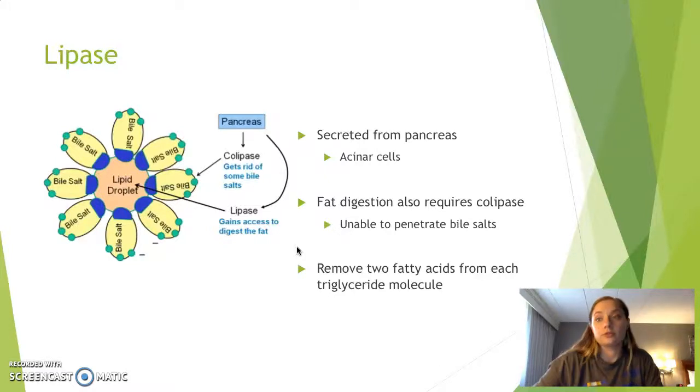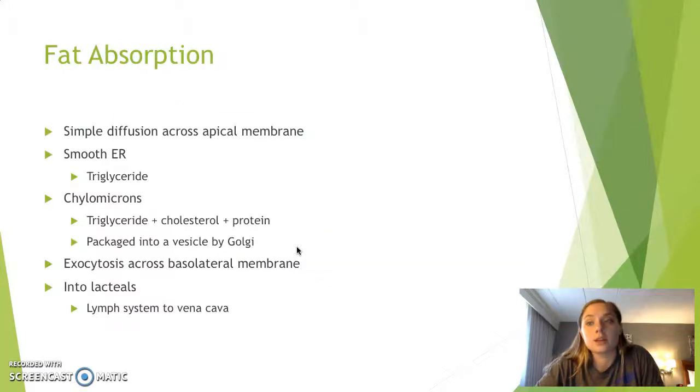Those 2 free fatty acids and monoglyceride are absorbed by simple diffusion across the apical membrane of the small intestine. Then they move out of what are called micelles, which are small discs with the bile salt, some phospholipids, some other fatty acids, cholesterol. But they move out of the micelle and diffuse across the apical membrane, and they are just doing simple diffusion.